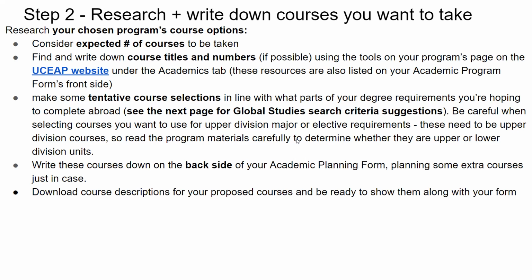You want to also download course descriptions for your proposed courses and be ready to show them to your Global Studies advisor upon meeting with them for the signature at the bottom of the form. So where to get those course descriptions, we are going to go into more in depth on, but we'll say it really quickly and then we'll show you. You can find them on your program page on the UCEAP website, again, academics tab, and then you're going to find the UCEAP course catalog.